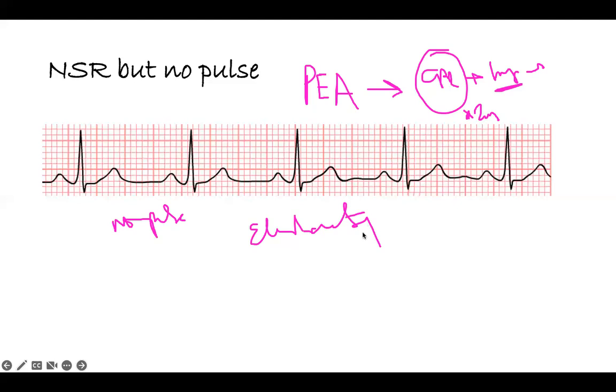So the way they confuse you and try to trick you in your question is a patient presents, he's in cardiac arrest, you put a monitor in, you see this rhythm, but you check their pulse and they have no pulse. What do you do next? CPR and then give them epinephrine. Don't shock them.